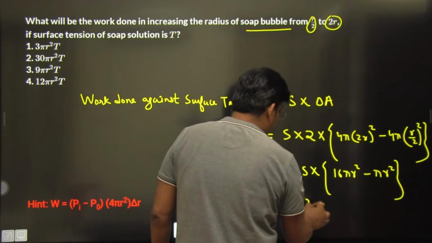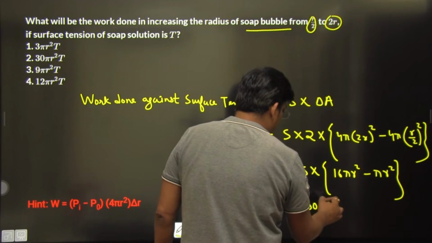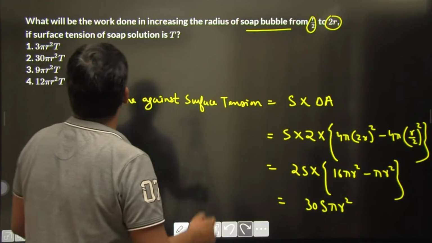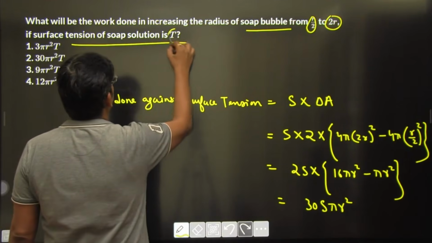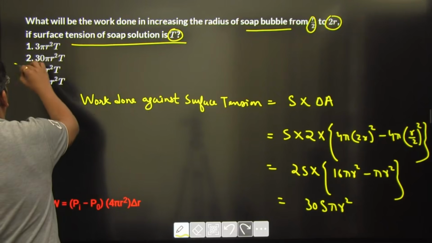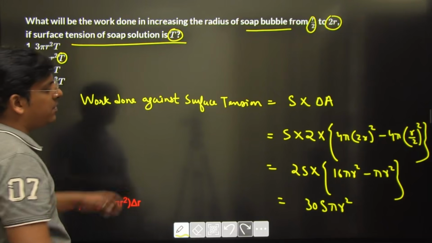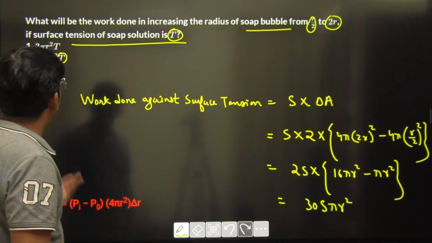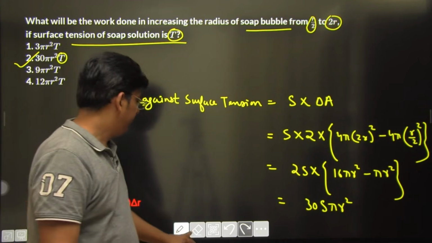So definitely it is 30 s pi r square. I have taken surface tension to be s. Sorry, they have taken surface tension to be T. Anyways, it doesn't matter. So it is 30 pi r square into capital T. I have taken surface tension to be s, but they have mentioned that surface tension was actually capital T. That doesn't matter.